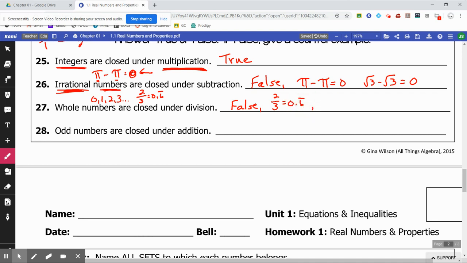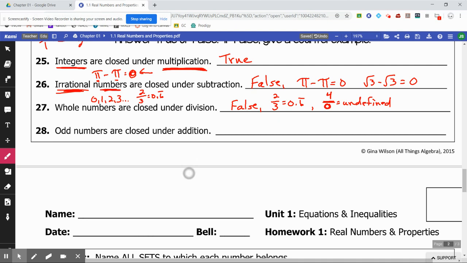Here's another big example. 4 divided by 0. Division by 0 is undefined. You can't divide by 0. And since both of these are whole numbers, then if it's closed, I should be able to divide them and get another whole number.